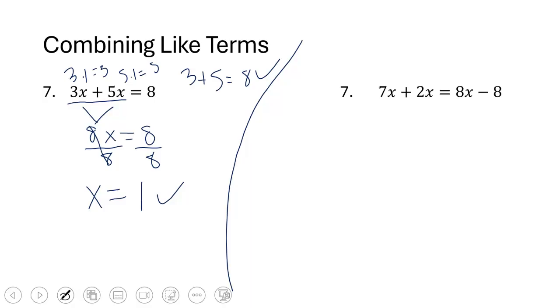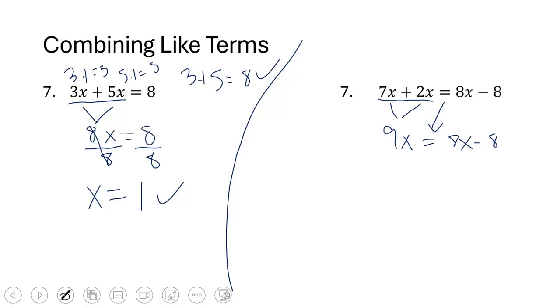So let's move on to the next problem. Look on the left. Do I have like terms? Yes, I have x's. Are you doing opposite? No, you're not crossing the equal, so don't overthink it. What's 7 plus 2? 9. Bring down your x. Bring down your equal, and then bring down everything else. Do one step at a time.